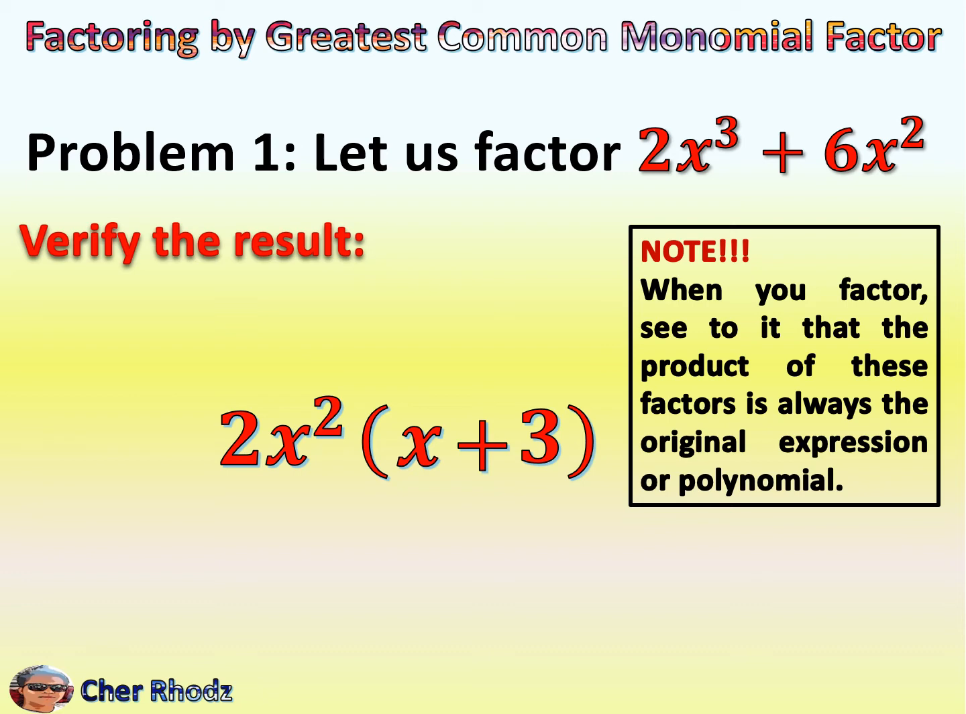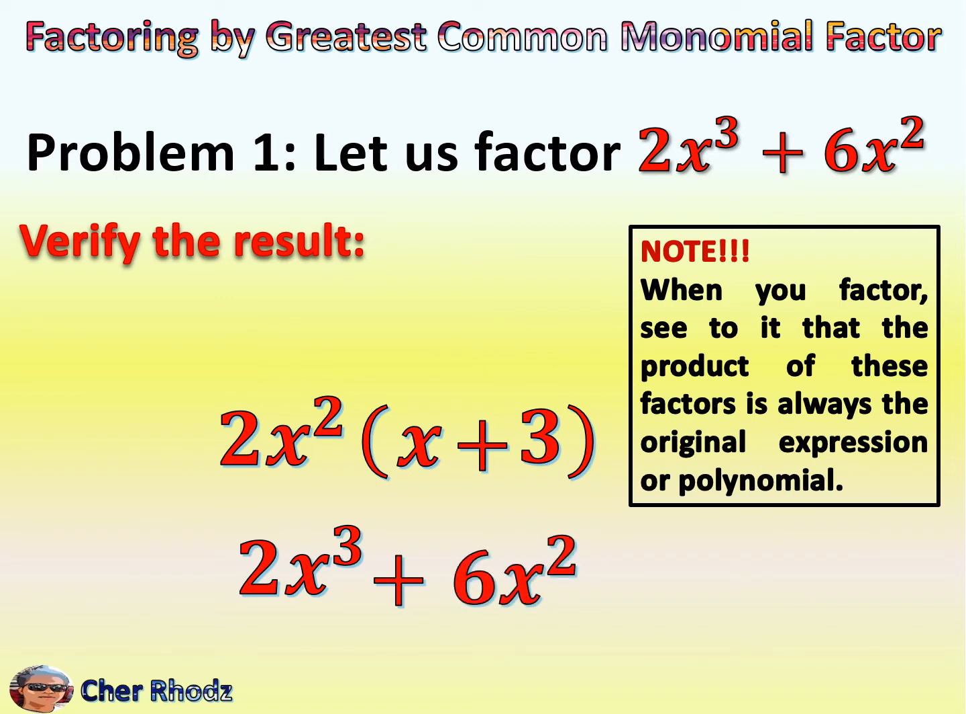So, we are going to use the distributive property. Now let's distribute 2x squared to the addends. So 2x squared times x, the result is 2x cubed. Copy the operation which is plus, and 2x squared times 3, the result is 6x squared.